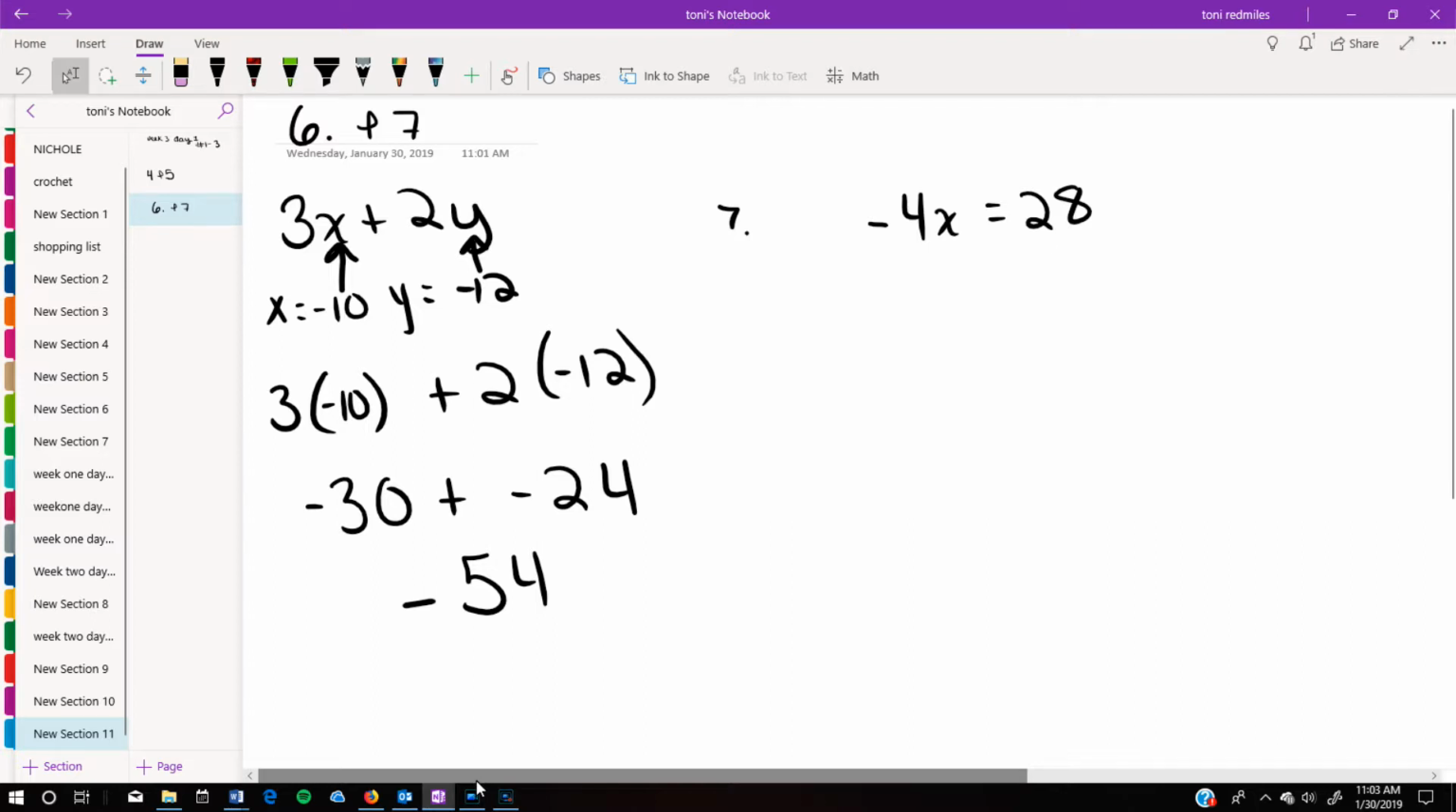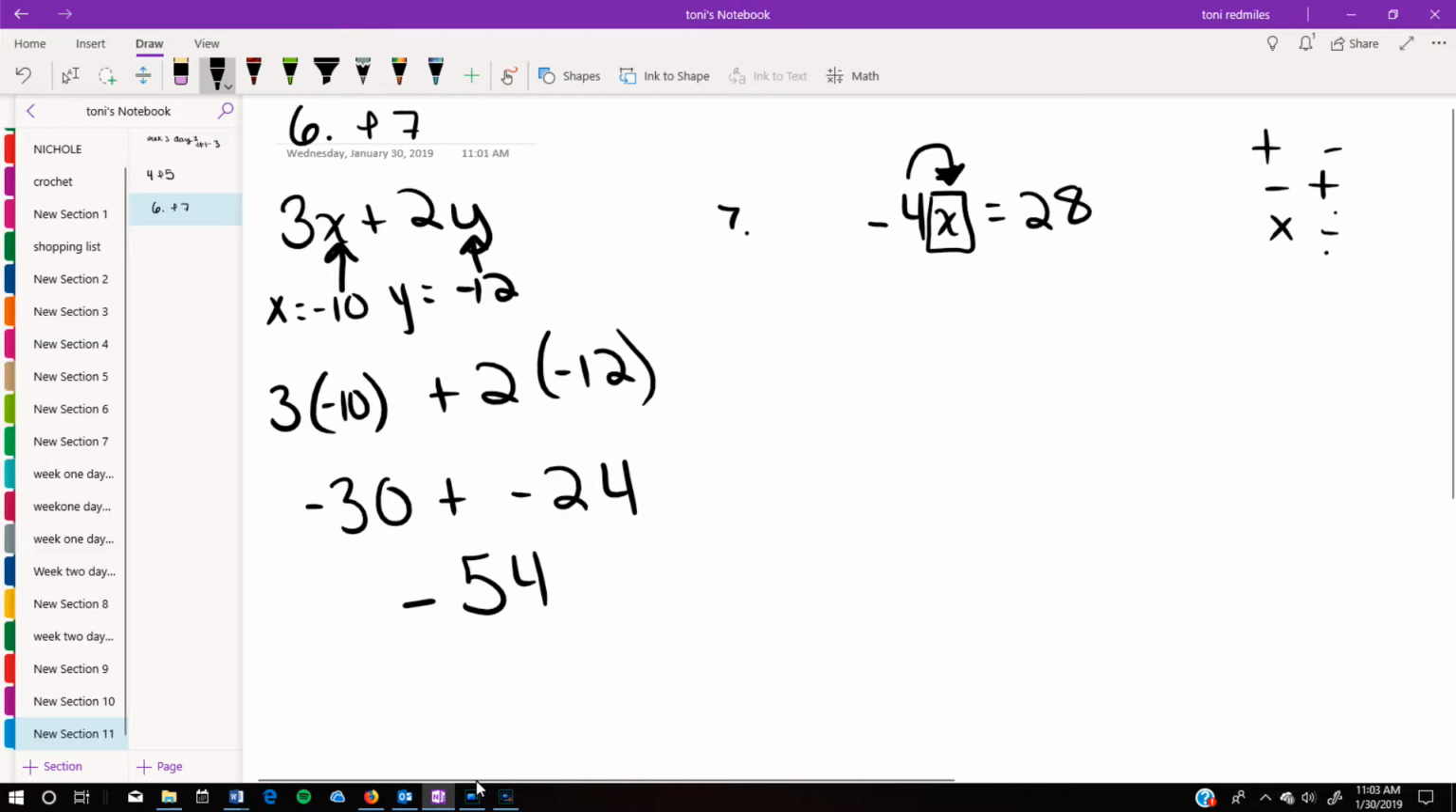So in this one, we have multiplication going on, okay? Negative 4 is being multiplied to the x. Now we got to look at what everything is doing to the x. So this 4 is multiplying the x. The opposite operation, let me put my opposite operation table up. The opposite operation of multiplication is division. So I'm going to divide both sides by a negative 4.